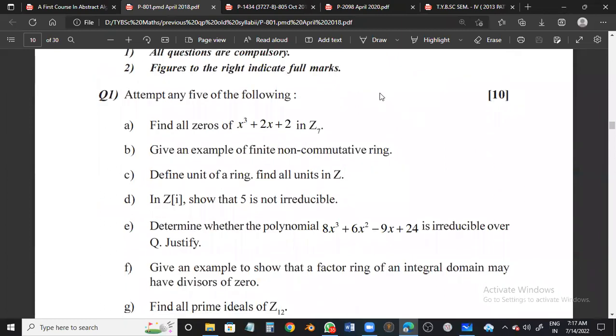So let us handle one by one the concepts that we have up till now covered. Those concepts we have not yet covered, you'll not be able to solve. But here I think there is no problem. How would you find all zeros in Z7?